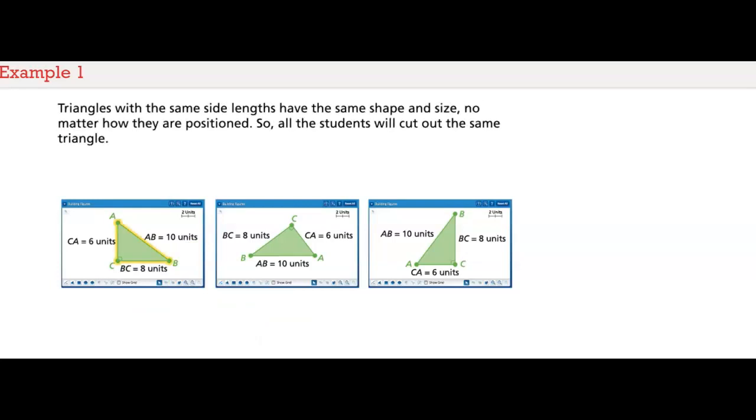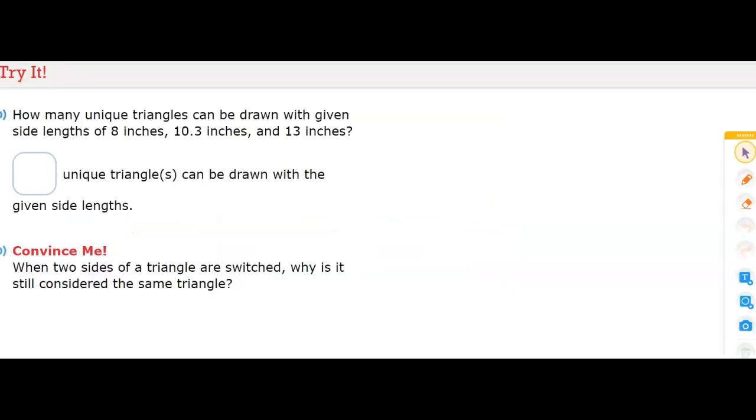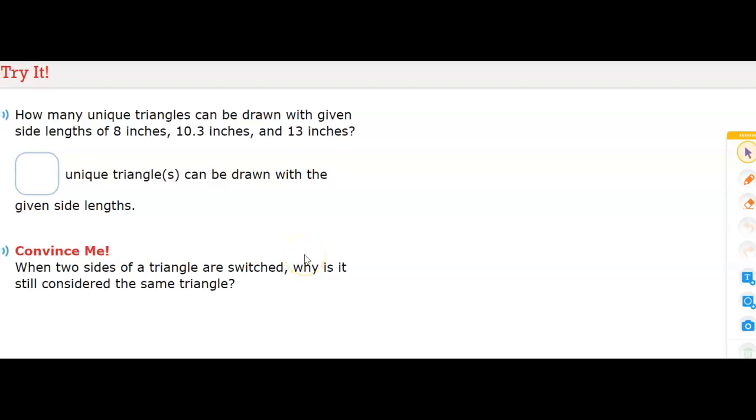If triangles have the same side lengths, then they have the same shape and size, no matter how they are positioned. So all the students will cut out the same triangle. How many unique triangles can be drawn with given side lengths of 8 inches, 10 3/10 inches, and 13 inches? There will only be one unique triangle with given side lengths. It could be shown in different rotations, but once you place them on top of each other with those same side lengths, there should be all one triangle.